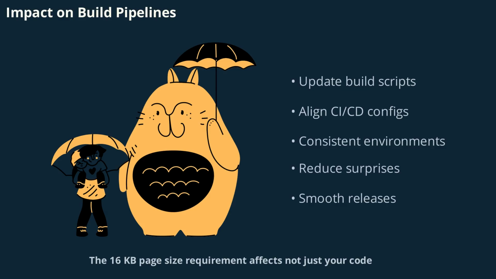The 16 KB page size requirement affects not just your code but your entire build pipeline. Update your build scripts, CI/CD configurations, and testing environments to ensure everything is aligned with the new standard. Consistency across your pipeline reduces the risk of last-minute surprises.